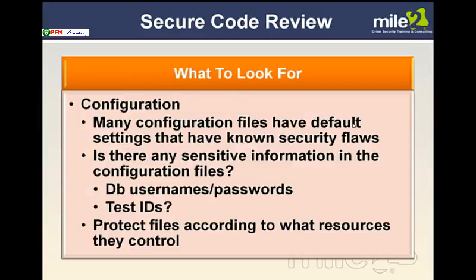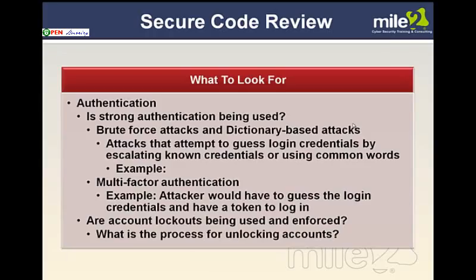So as part of your secure code review, what to look for? Configuration. Configuration files can have default settings that have well-known security flaws. There could be sensitive information that could be revealed in these configuration files, such as database usernames, passwords, test IDs. So of course we would try to deal with this. What to look for? Authentication.